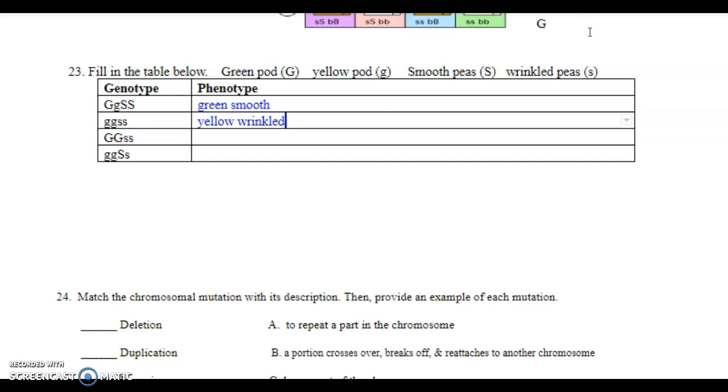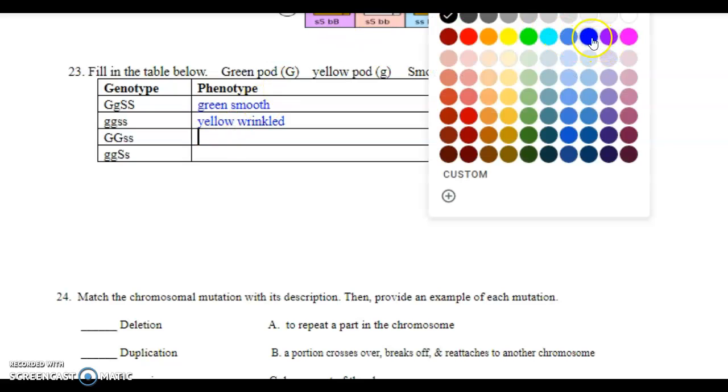Okay, next one we have big G, big G. So we're showing the dominant trait of green pod. Little s, that's the recessive trait of wrinkled seed. So this one would be green wrinkled.